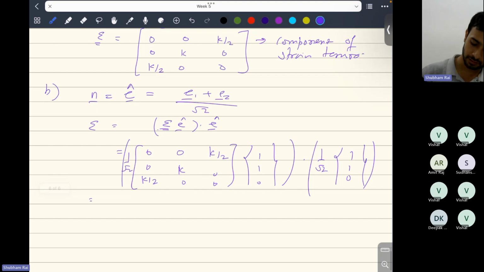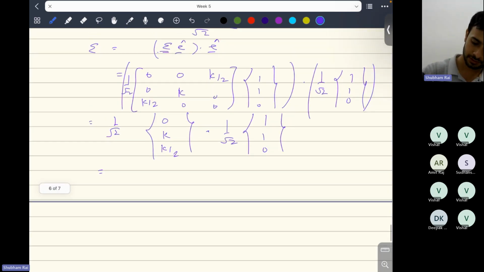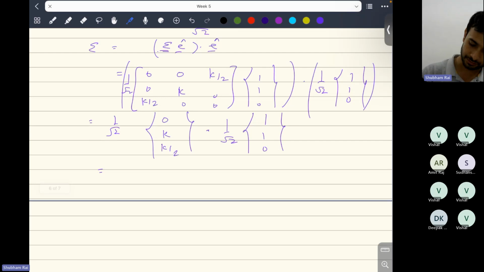So firstly, if you multiply, you'll get 1 by root 2 outside and 1, 1, 0. So the first element will be 0, the second element will be k, and the third will be k by 2, right? And then if you dot with this vector, right, finally, what will you get? Firstly, the first element will be 0 plus 1 by root 2 times 1 by root 2, which will be 1 by 2, obviously.